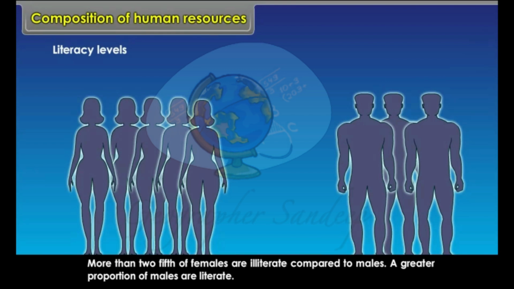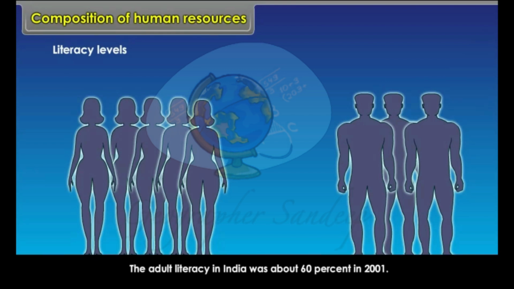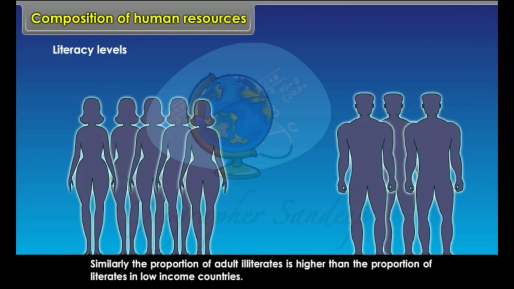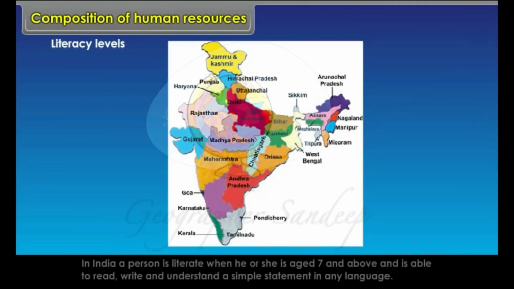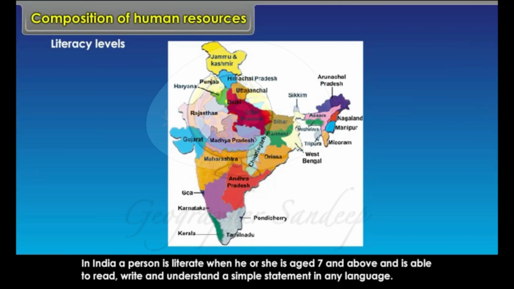The adult literacy in India was about 60% in 2001. Similarly, the proportion of adult illiterates is higher than the proportion of literates in low-income countries. In India, a person is literate when he or she is aged 7 and above and is able to read, write and understand a simple statement in any language.